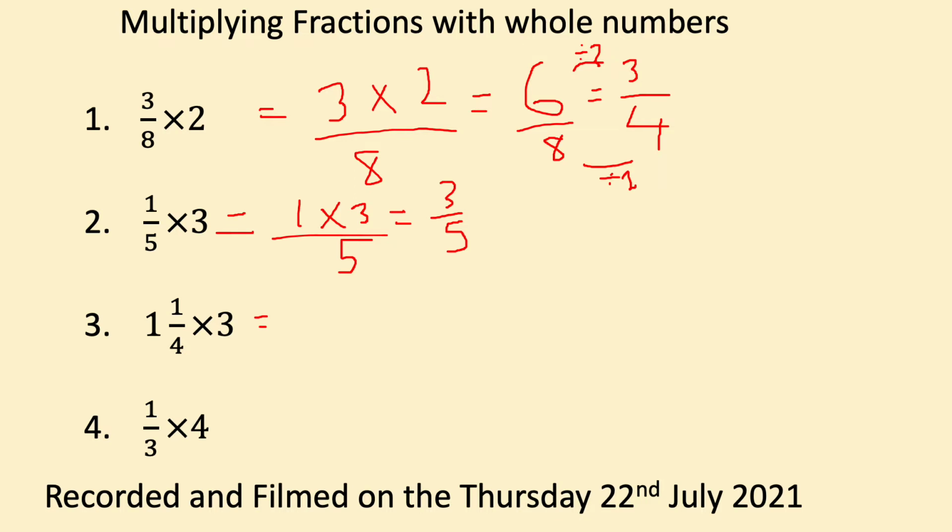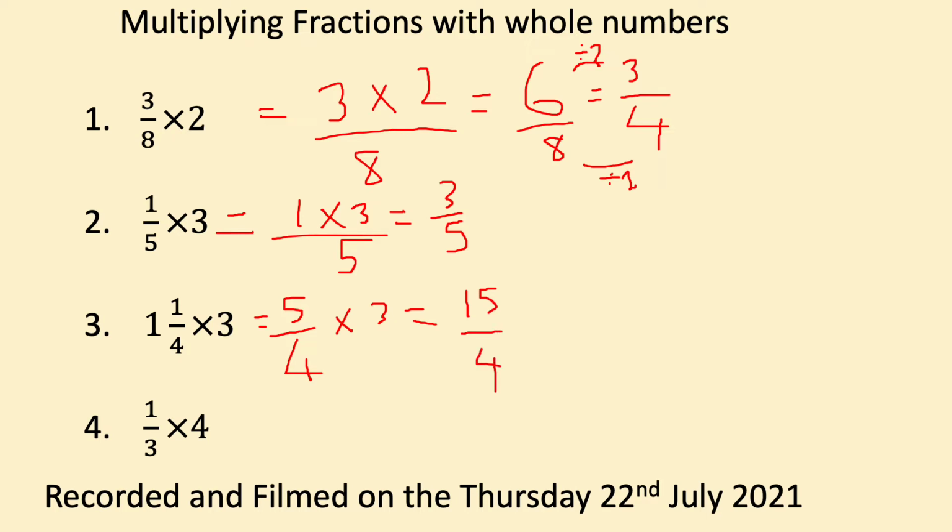So 1 1/4, well 1 is 4 out of 4 plus 1 out of 4. So I get 5 out of 4 times 3. Okay, so the 5 came from 4 times 1 add 1. 4 times 1 is 4, add 1 is 5. So 5/4 times 3. Now multiplying this, I'm going to get 5 times 3, which is 15. 15 out of 4, guys.